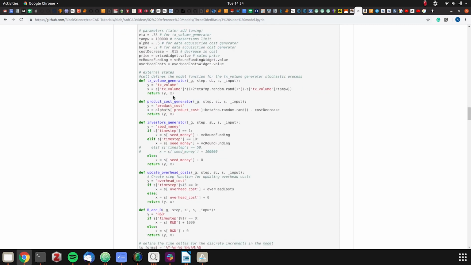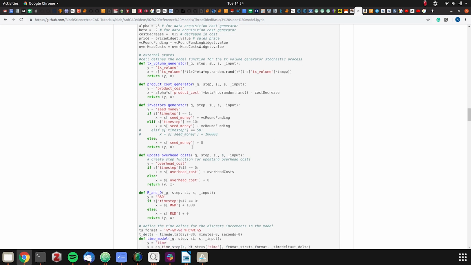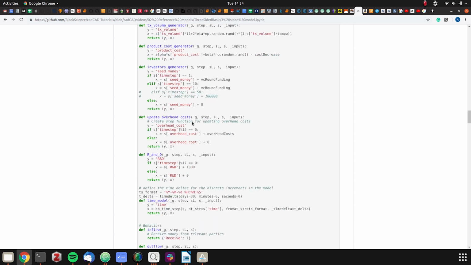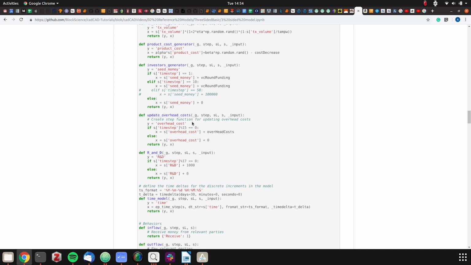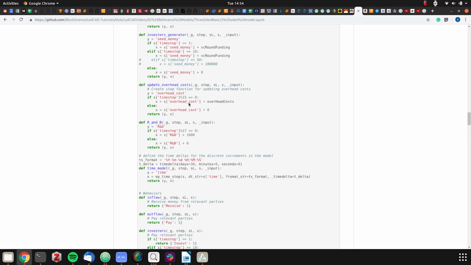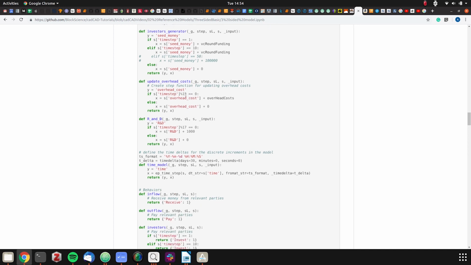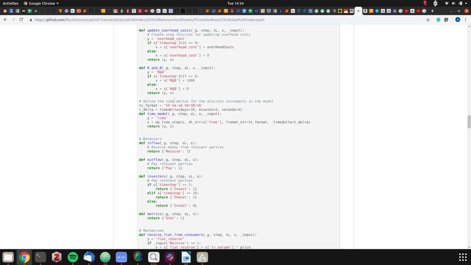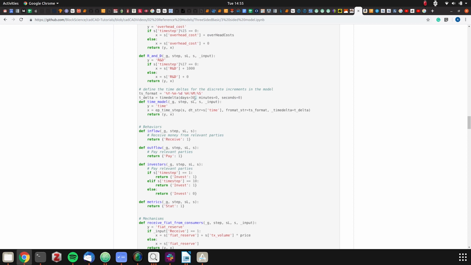And then we have our exogenous processes, which generate the transaction volume. We have our product cost generator, and we're seeing a little bit of cost decrease over time. In our model, those are external states. And then we also have investor money. We're keeping that as external. It's not part of how the internal mechanisms of Uber operate. In this very, very high-level abstract example, we have an update function for costs, and R&D every 15 time steps as well. Our time model, we're saying every 30 days here.